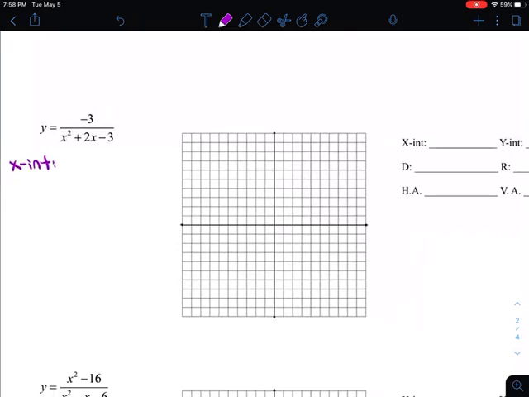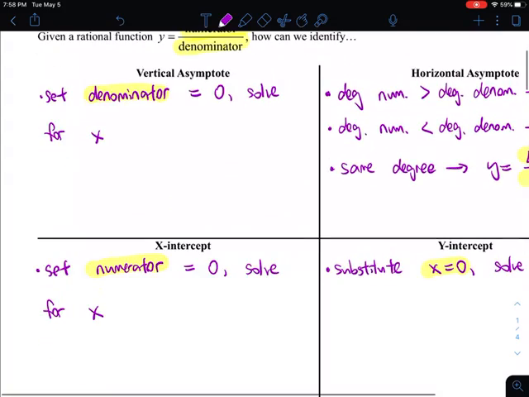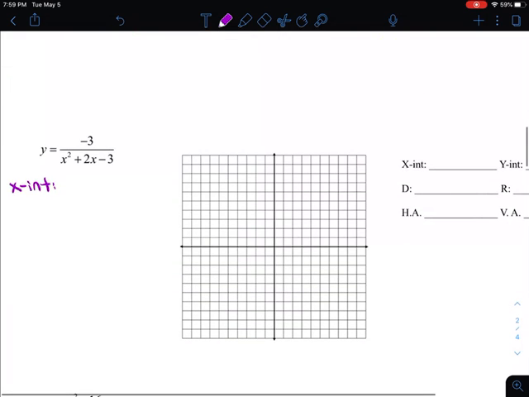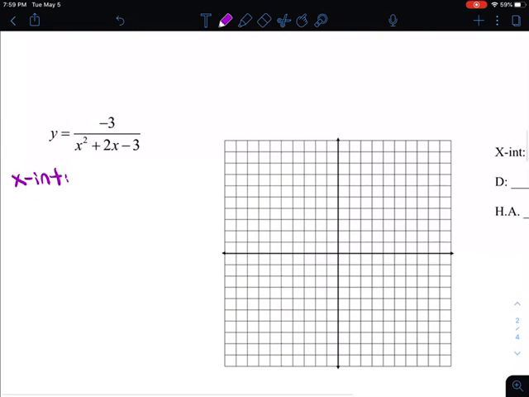So I'll start with x-intercept, and then how does that go again? Well, that's going to be set the numerator equal to 0 and then solve for x. Now in this case, we notice that the numerator has no x, right? So if I were to set that equal to 0, negative 3 equals 0, then that's obviously not true, right?